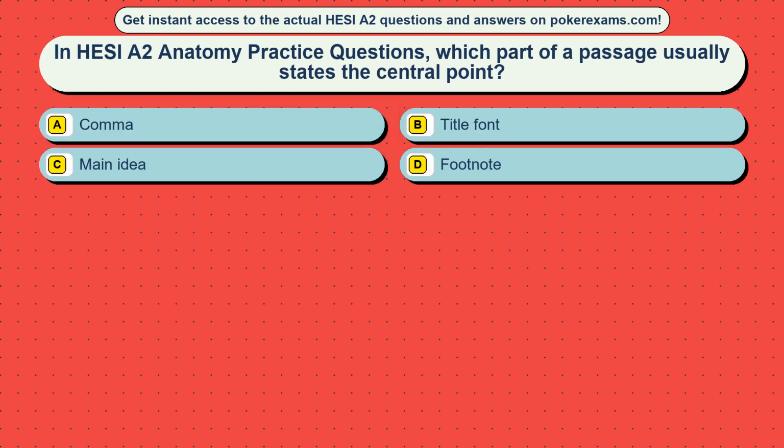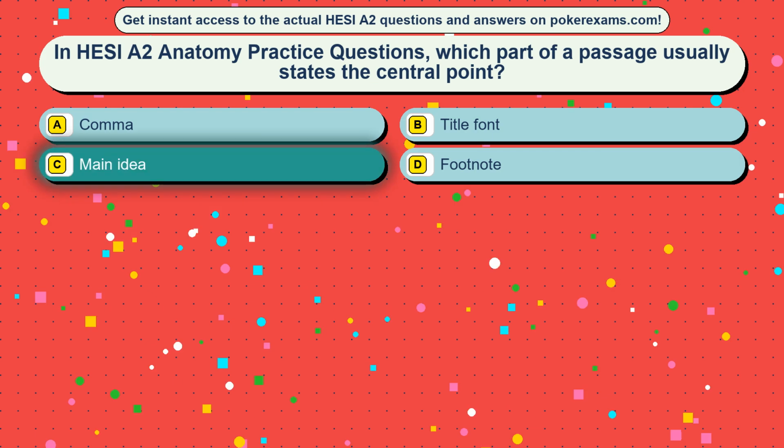Question 23. In HESI A2 anatomy practice questions, which part of a passage usually states the central point? Option A, comma. Option B, title font. Option C, main idea. Option D, footnote. The correct answer is option C, main idea.